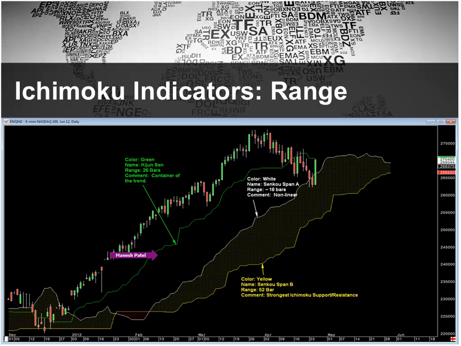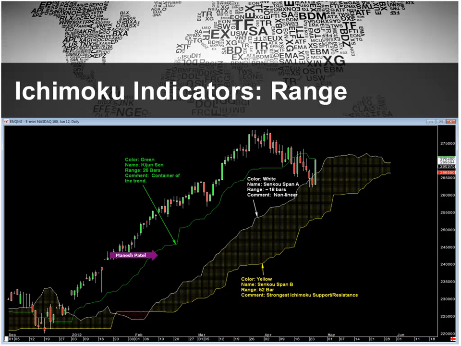So, taking into account the rules: each of these lines acts as support resistance, as we mentioned earlier. Also, if all 3 lines are pointing up, that means the high of the current bar has broken the range for the last 18 bars, 26, and 52. So that's telling you that a trend is already occurring.